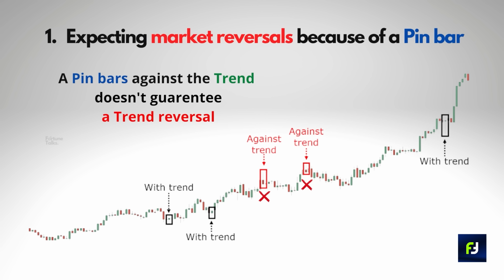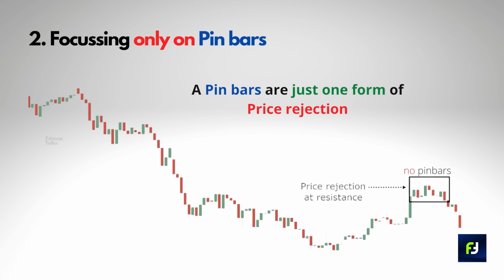So, if you spot a pin bar against the trend, it does not necessarily mean a trend reversal is about to play out. The odds are that the trend will continue. The second mistake is giving too much attention or interest to pin bars. Now, we have learned that pin bar represents price rejection. But here's the important thing. Price rejection can come in different forms and patterns, and not just in the form of pin bars. So if you focus only on pin bars and reversals associated with pin bars, then you will miss out a lot of other trading opportunities in the market.